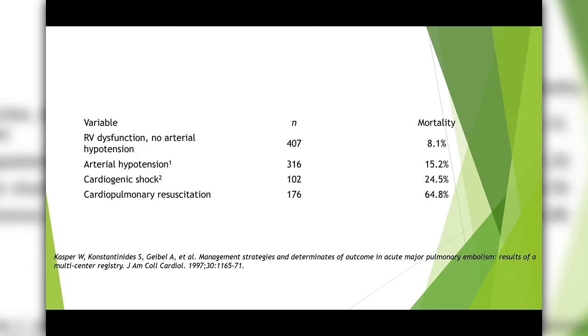The following is a table from a study showing how the individual variables cause mortality in a patient with pulmonary embolism. RV dysfunction with no hypotension. If you look at the table, RV dysfunction alone with no features of hypotension or shock increases mortality by 8.1%. Presence of hypotension increases mortality by 15.2%, and cardiogenic shock increases it to 24.5%. Mortality in patients who receive CPR was 64.